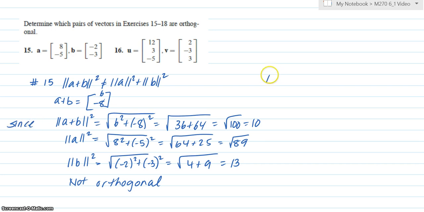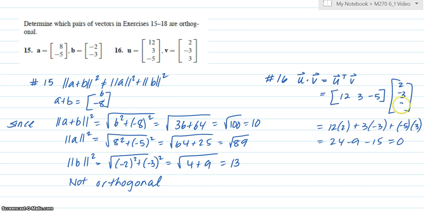Or we could do the dot product. Let's do number 16 with the dot product. This one is yes. This is orthogonal since I looked at the dot product. U dotted with v is u transpose times v, which is 24, negative 9, and negative 15, which does add up to 0. So yes, this is orthogonal by the definition. By the way, if you looked at the dot product here, you can see negative 16 and 15 does not add to 0. And that is it for this video.